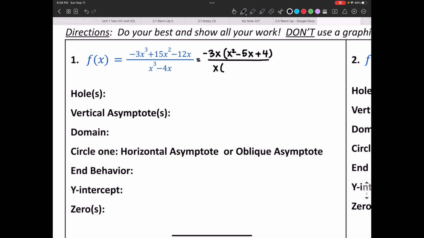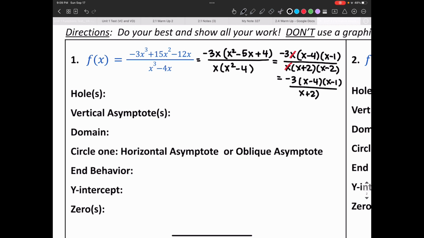And then in the denominator, I have a GCF of x, so I'm going to pull an x out, and I'm going to have x times x squared minus 4, and then I'm going to factor further as much as I can. I'm going to end up with negative 3x times x minus 4 times x minus 1 all over x times x plus 2 times x minus 2. And then I'm going to see that, wait, wasn't there supposed to be something that canceled? Yes, there is. The x is going to cancel in the top and the bottom, and I'm going to be left with, and my simplified fraction is negative 3 times x minus 4 times x minus 1 all over x plus 2 times x minus 2.